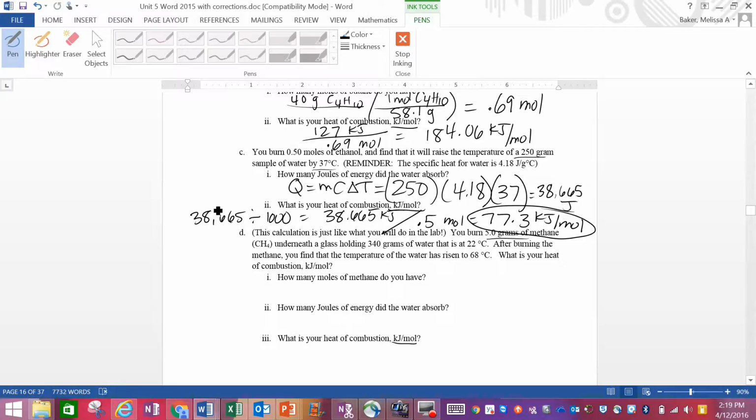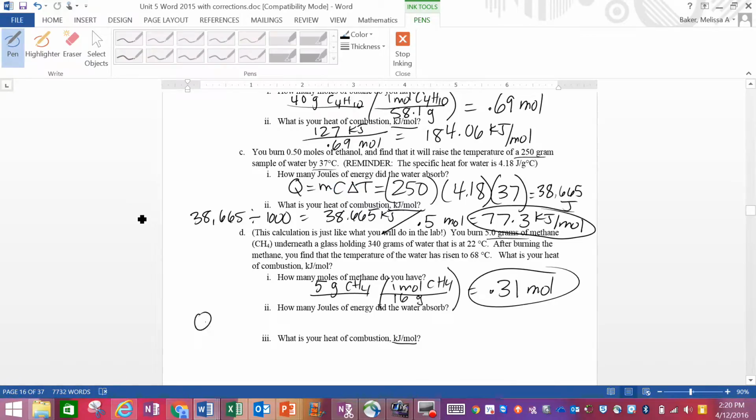All right, so first, what are we doing here? We are burning methane underneath some water, and we are burning 5 grams of methane. Methane is CH4, it says. Okay, so first let's figure out the molar mass of CH4. 1 carbon, 4 hydrogens, that's 16 grams. So if we are only burning 5 grams, that comes out to be 0.31 moles of methane that we're burning. Okay, what energy did the water change by?